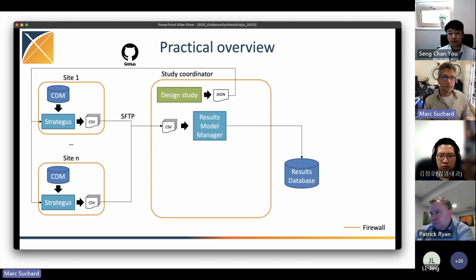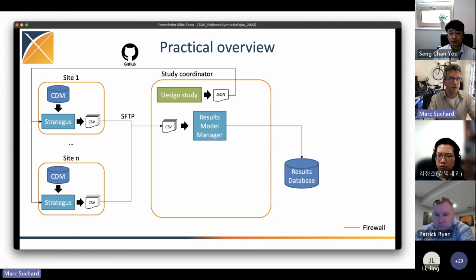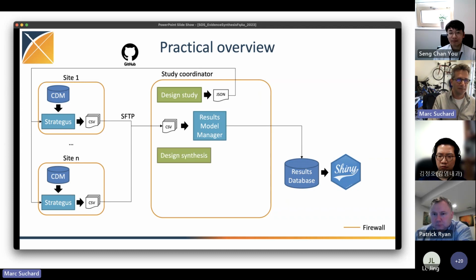The study coordinator uses a package called the results model manager to upload all of the results across all of the different data sources to a single database against which our tools and individuals can query our results. And on top of this database is a Shiny app, which is an easy way of querying the database if you want to get a gestalt feeling of what the results look like. However, when it comes to writing our final papers, I would suggest querying the database directly and not making screenshots from the Shiny app. You'll have a lot more control over what you want to present.